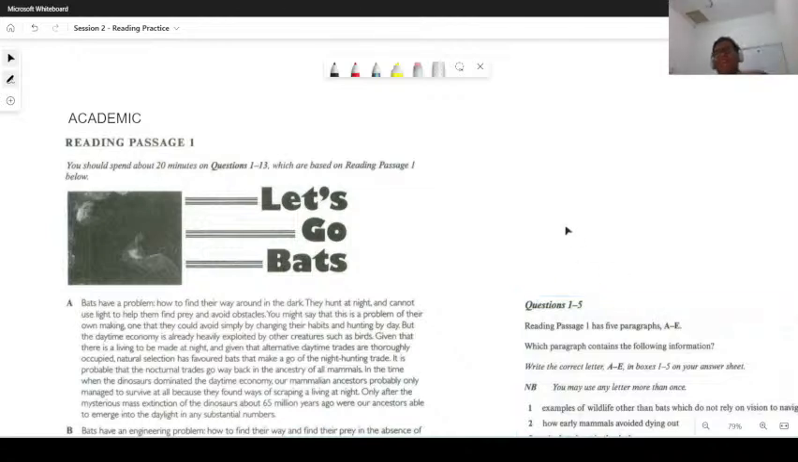So we will try to cover both reading, academic, and general training if we have time. Hopefully we'll have time and we can take a look at how those two differentiate. But before we get to the questions, I would like to cover a couple of pointers for everyone watching right now. Those pointers are pretty much tips.